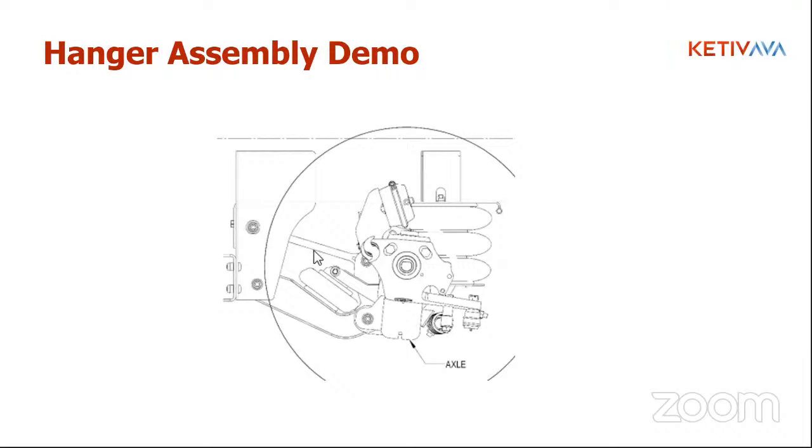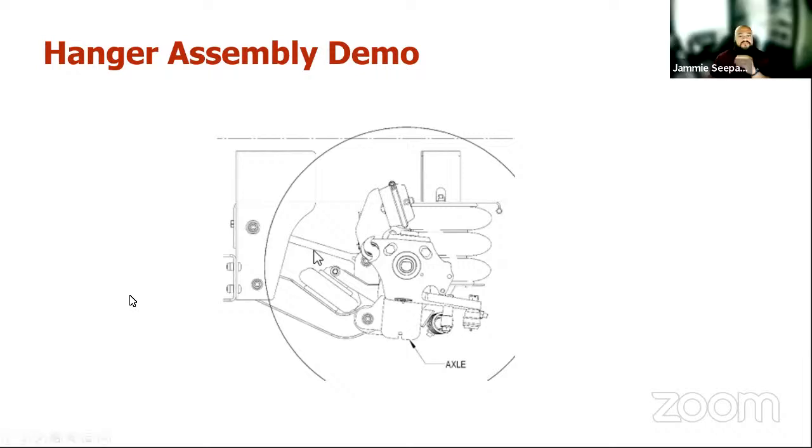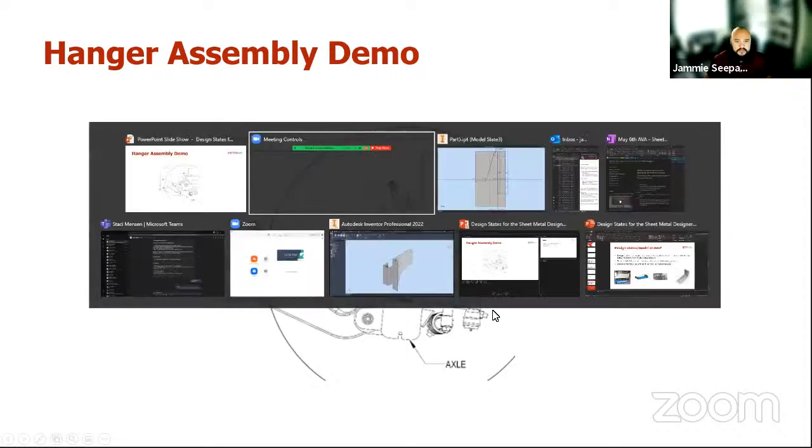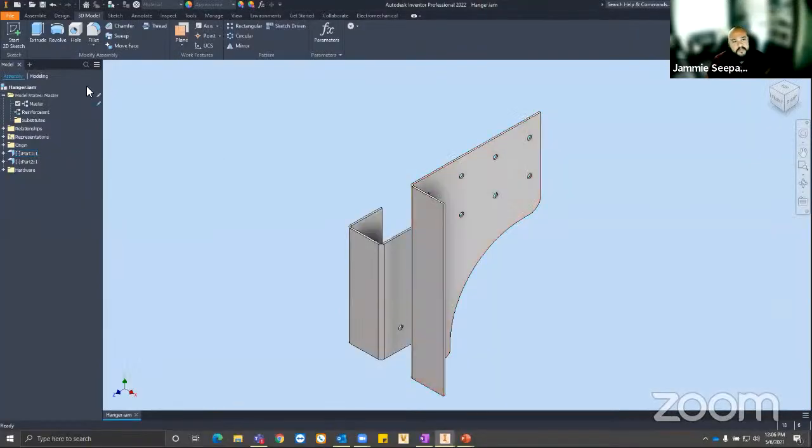Yeah, that's pretty cool. Yeah, so today I'm going to be designing a part that goes on this. So this is a suspension for a heavy duty truck and trailer. I'll be designing the left side one part to show you how you can utilize model states with sheet metal. So I'm going to jump over to Inventor.